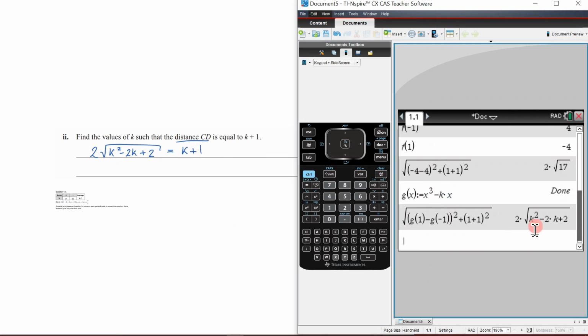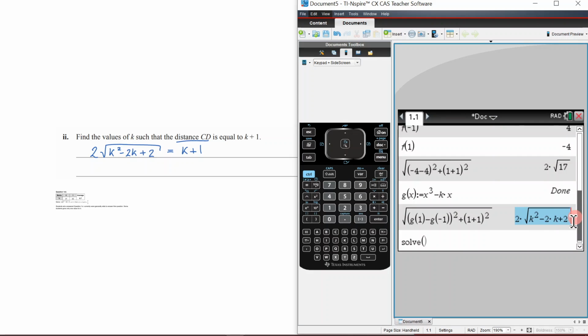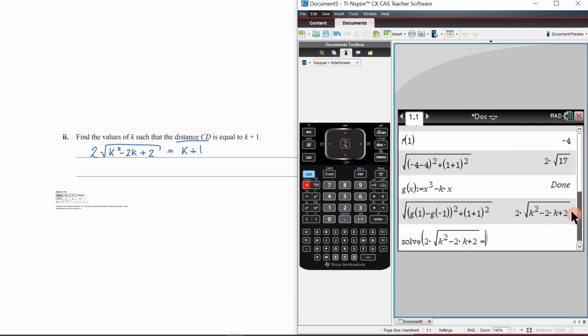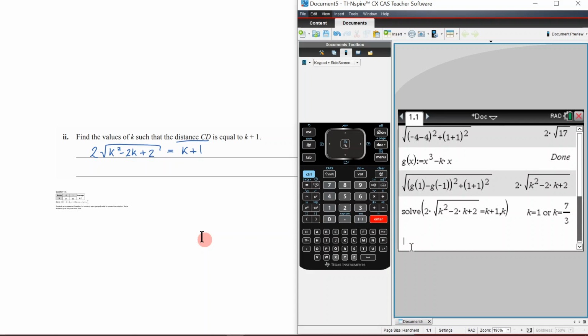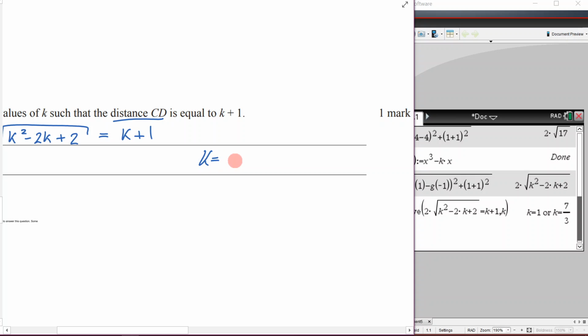So that means I'm going to come here and I'm going to go Menu, Algebra, Solve. I'm going to take this, I'm going to set that equal to k plus, whoa, let's make sure that's lowercase, k plus 1, solve it for k, and what I'm going to end up with is this right here. So I get 2 answers here. It's only 1 mark, so that means I just need to go k is equal to 1 or k is equal to 7 on 3.